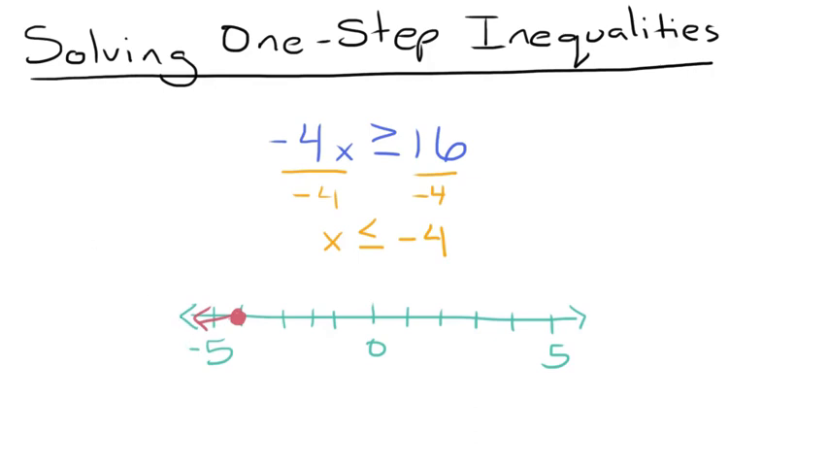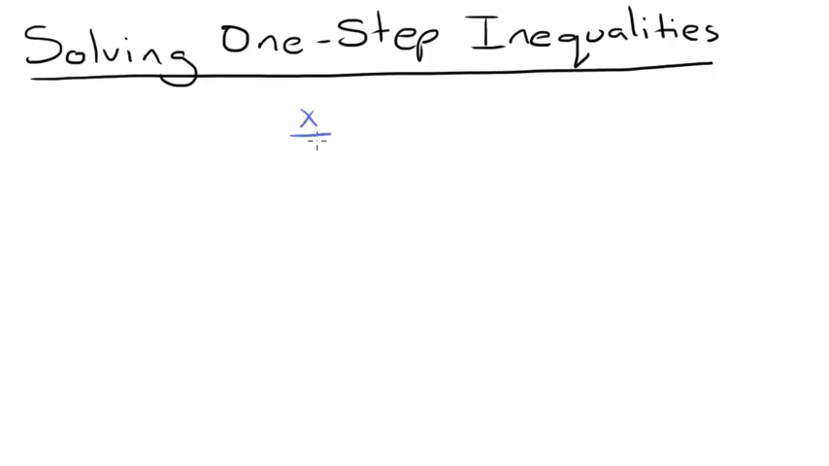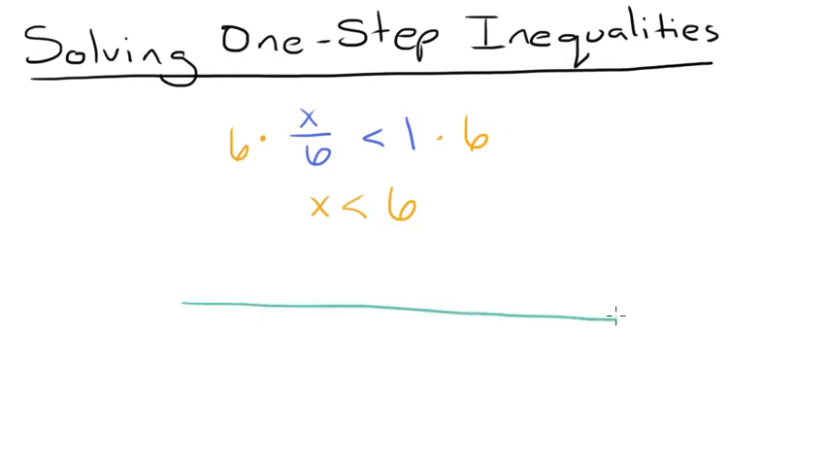Let's work through one more example together. x divided by 6 is less than 1. To isolate x, we need to multiply both sides by 6. So when we do that, we'll get x < 6. Because we multiplied by a positive number, we don't have to flip our inequality sign. Then we can graph our solution.